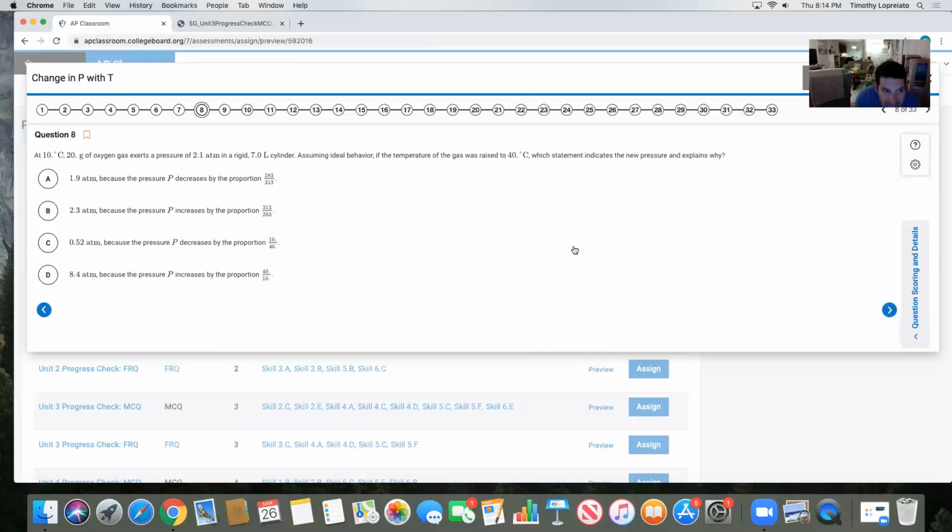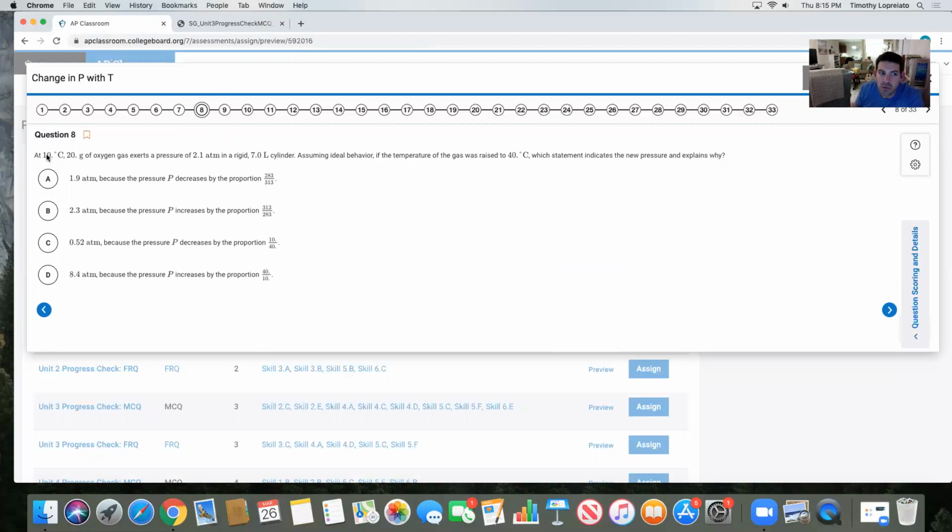Question 8. At 10 degrees Celsius, 20 grams of oxygen gas exerts a pressure of 2.1 atm in a rigid 7.0 liter cylinder. Assuming ideal behavior, if the temperature of the gas was raised to 40 degrees Celsius, which statement indicates the new pressure and explains why? You are welcome to work this through with a calculator. I'm going to try to rationalize it without a calculator.